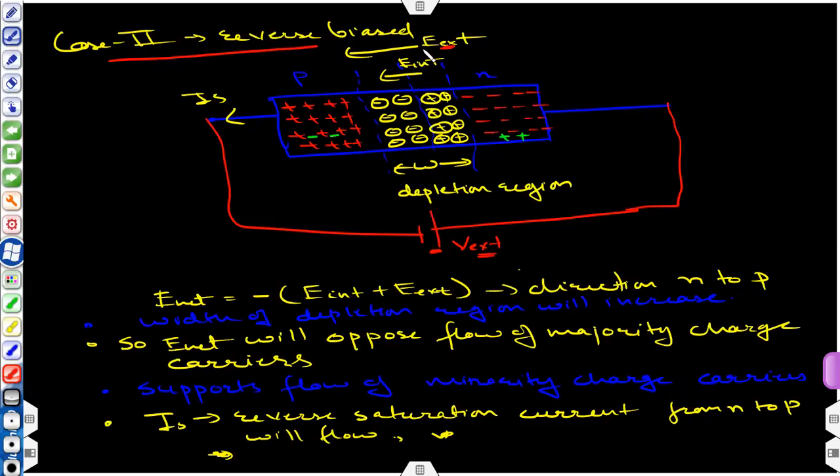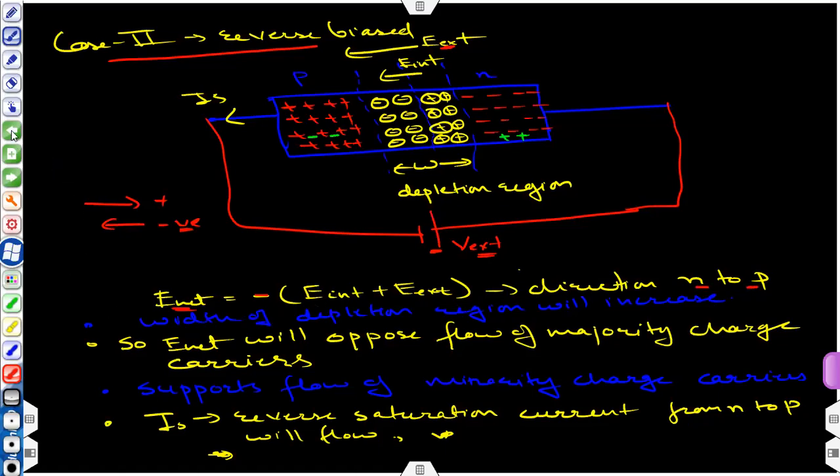We have two electric fields in the same direction, from N side to P side. So E net will be minus of E internal plus E external, because I am considering this direction as positive and this as negative. So the direction will be from N to P, and I will consider that direction as negative.